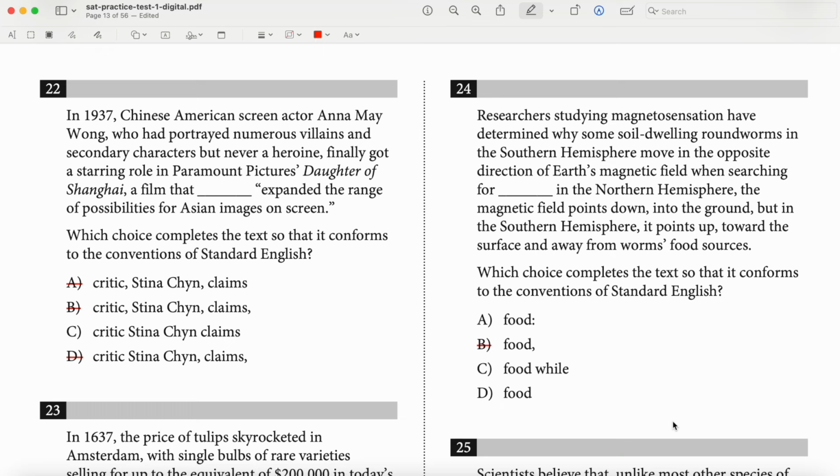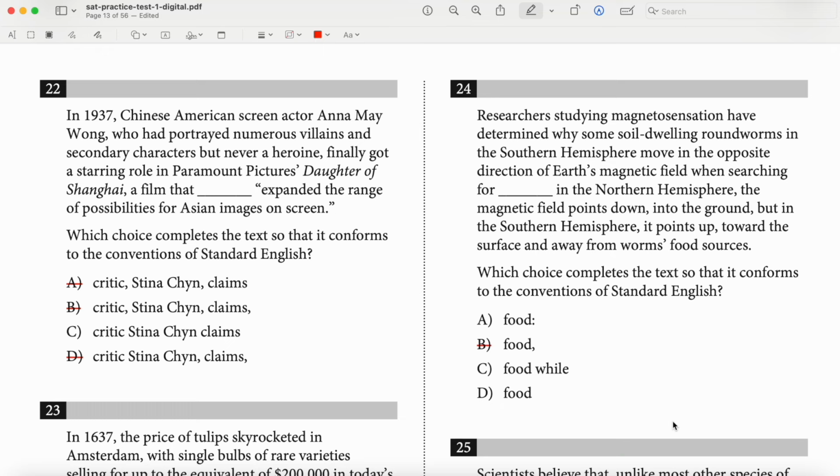Researchers studying magnetization have determined why some soil-dwelling roundworms in the southern hemisphere move in the opposite direction of Earth's magnetic field when searching for food, while in the northern hemisphere, the magnetic field points down to the ground, but in the southern hemisphere, it points up toward the surface and away from worms' food sources. Now, it's funny. You took a pause after food, right? Because you naturally want to take a pause there. You should, by the way. You've got to read it accurately as written, and it'll sound more like this.